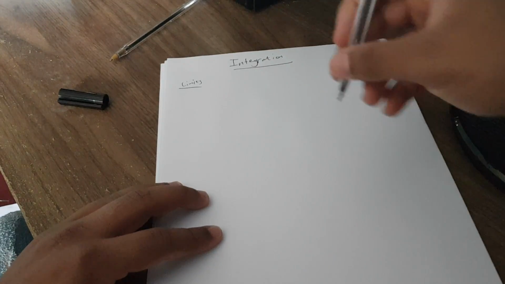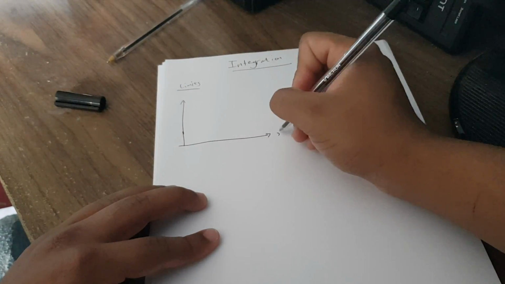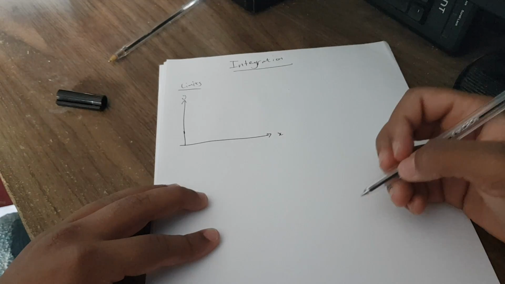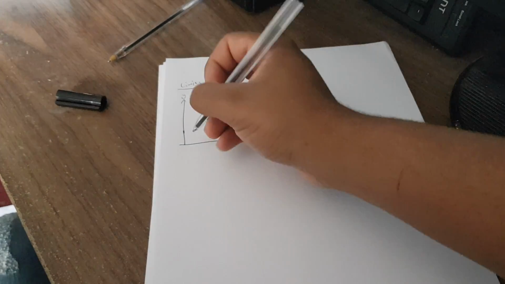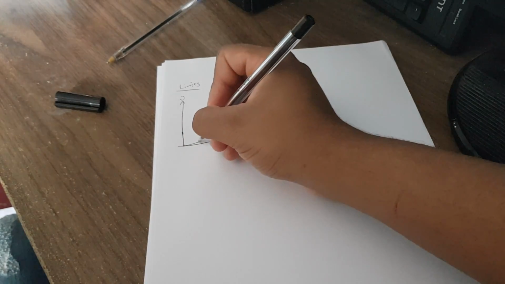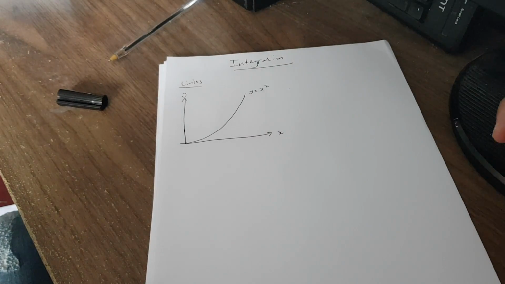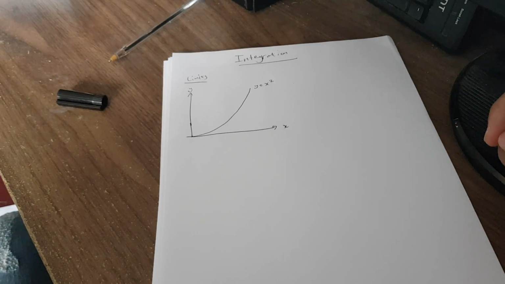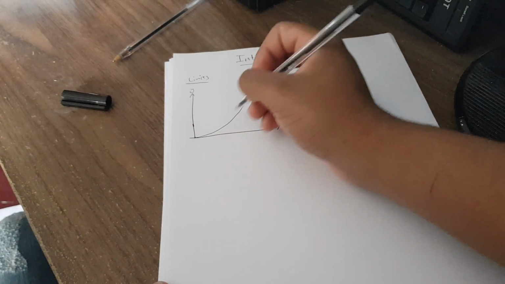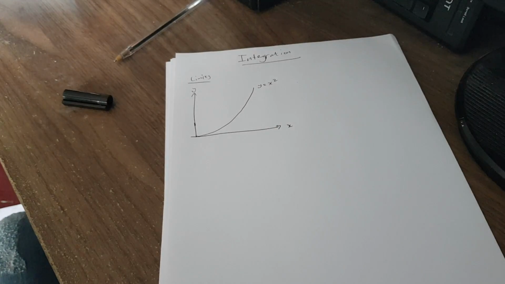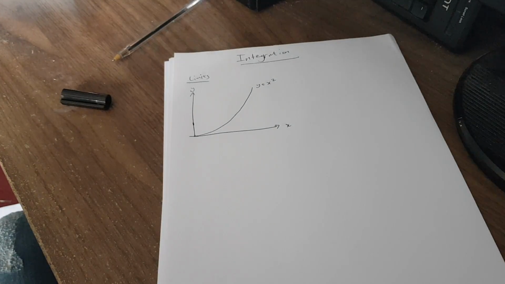So, let's consider an XY graph. Okay? So, what we want to do is let's draw a graph of y equals x squared. That's just what we're going to draw at the moment. So, from this, we can say that, okay, how will we find the area underneath this graph?